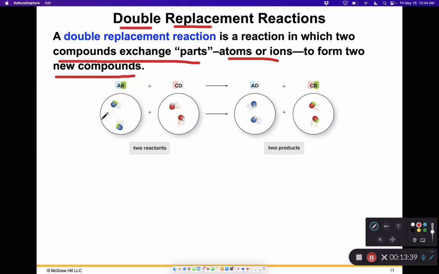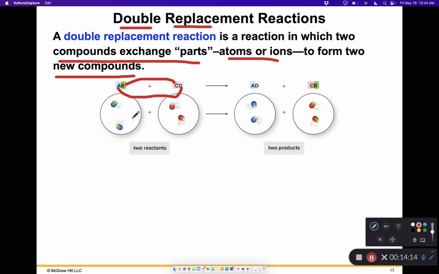Let's understand this with an example. Here you have AB compound reacting with CD compound. Now A will kick out the C and make a bond with D. So we have AD, one of the products. The C that is left will make a bond with B, and we have CB, another product. What you saw here is AB and CD just swap their partners, right? As if they were dancing and they swap their partners and keep on dancing.